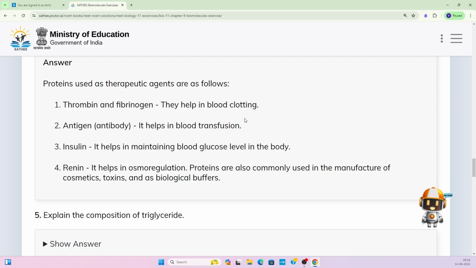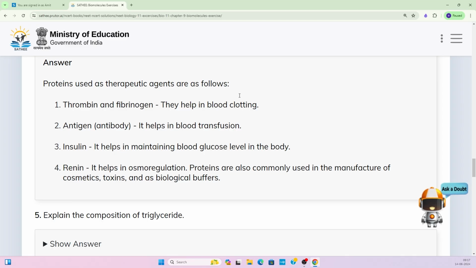Antigen, right? So it helps in blood transfusion, because antigen antibody reactivity is shown before the blood has to be transfused from one person to another. So there is a testing of both the donor and the recipient. Once the blood group is the same, then only the transfusion of the blood is done. And for this, antigen antibody test is done, right?